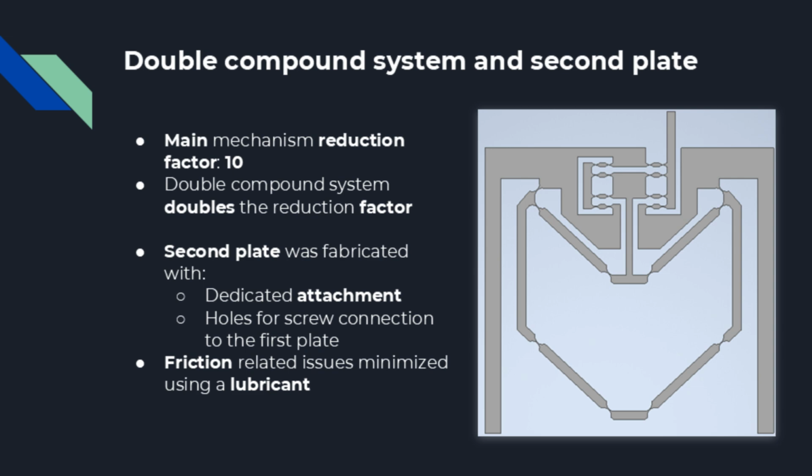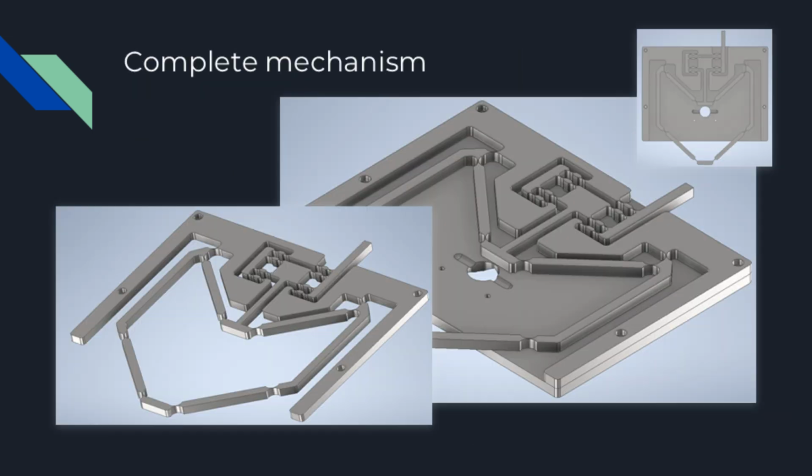On a second plate, a dedicated attachment for the measurement system was fabricated, along with the necessary holes to connect it to the first plate using screws. The contact between the two plates helps to minimize deflection caused by the weight of the mechanism, and friction-related issues on the plates were mitigated through the use of a lubricant.